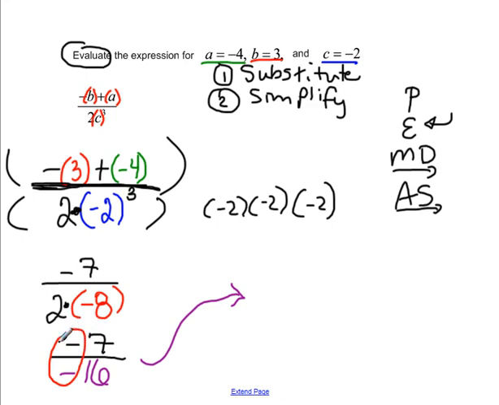If I have a negative over a negative, I know a negative over a negative is always going to give me a positive. So our final answer is going to be a positive 7 over 16. And because it's positive, remember, we don't have to write the plus sign if we don't want to. We can just write our final answer as 7 over 16, and that's going to be our final simplified answer.